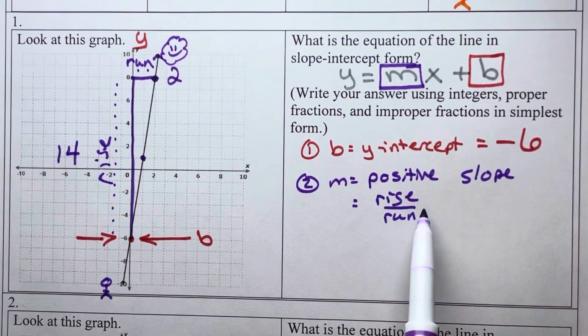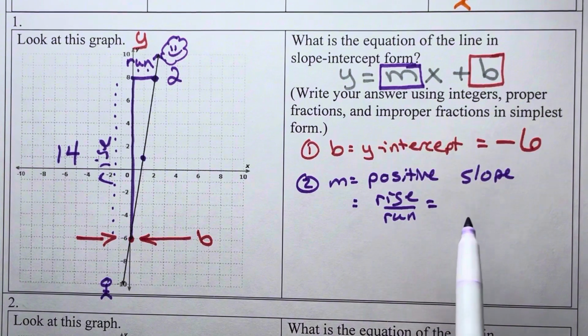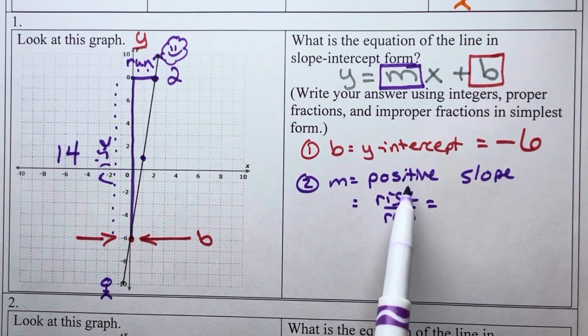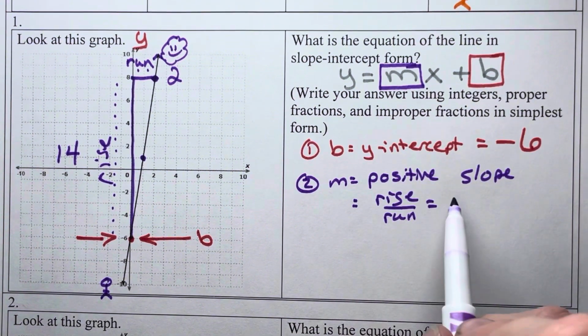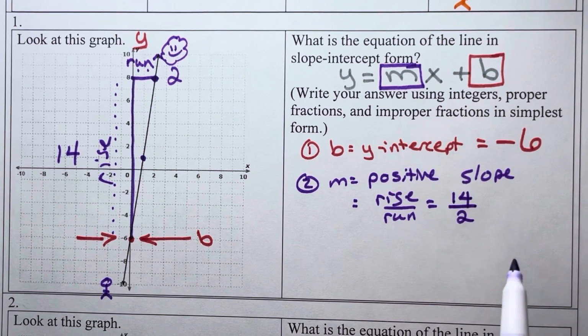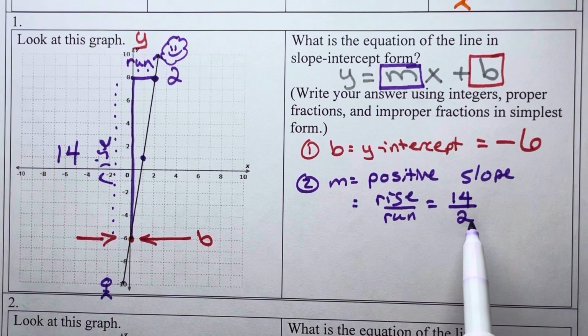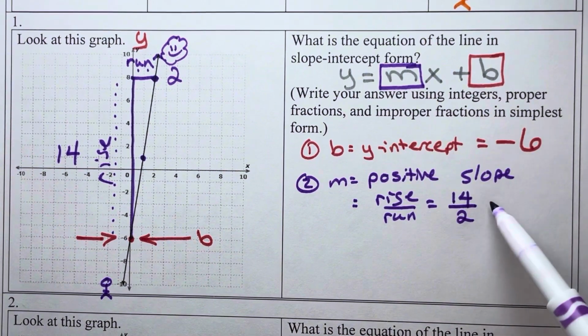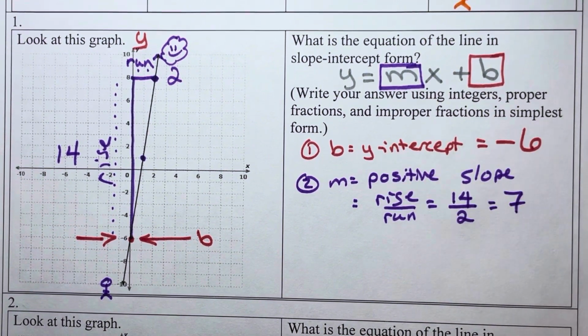So our rise over the run, as yes, it is a positive slope, so I don't have to worry or do anything with that, will be 14 over 2. And if you can reduce your fraction, yes, you should. 14 divided by 2 is 7. We are now ready to go ahead and write our equation. We've done all the hard work. Let's just put the numbers where they go.